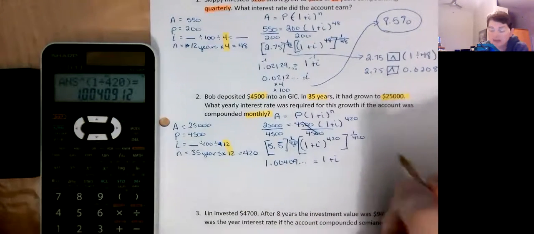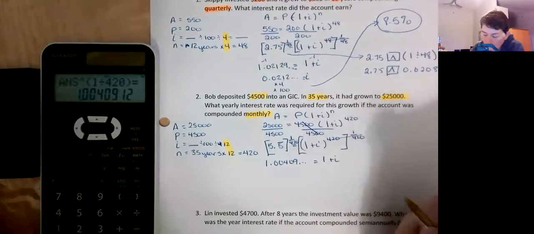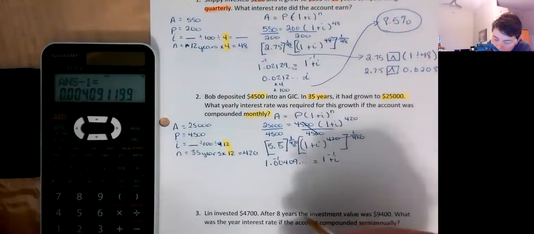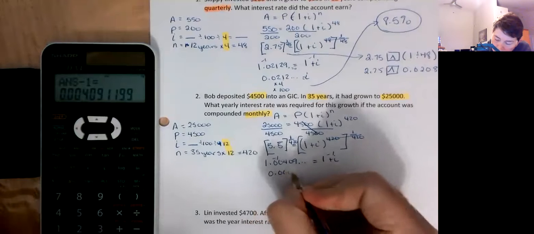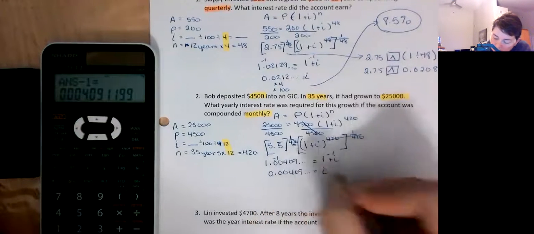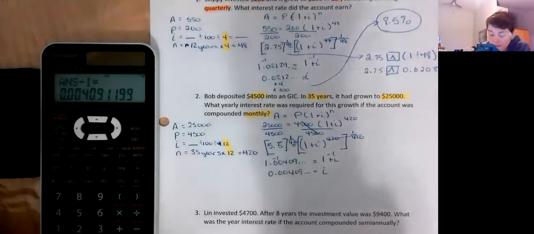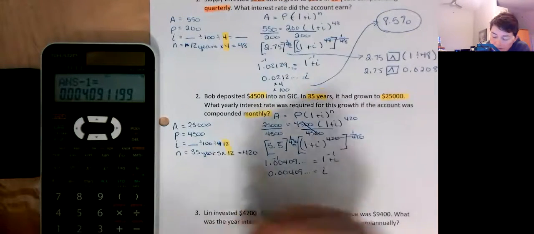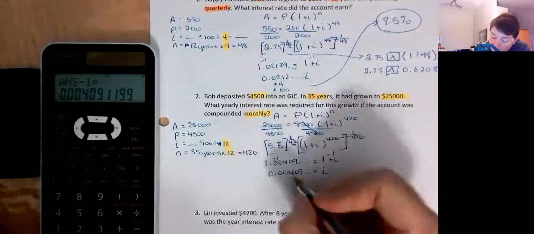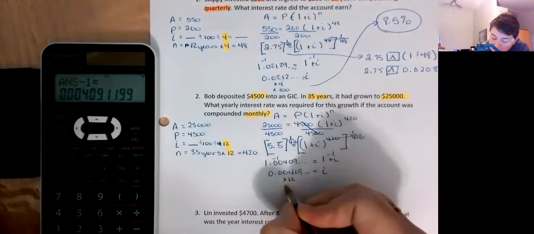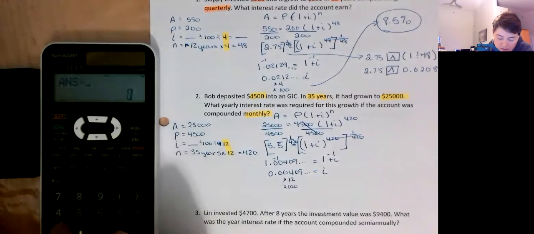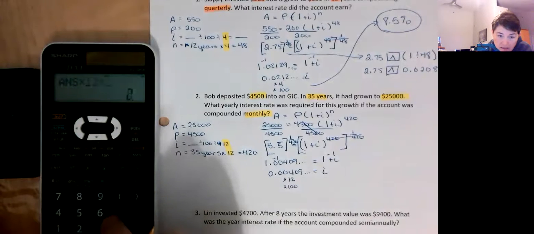And that makes that stuff cancel out. Subtract 1, subtract 1, subtract 1. 0.00409 and some more is equal to I. But just like before, we need to make the adjustment. That's per time period as a decimal, so we multiply by 12 to get per year, and multiply by 100 to convert it back to a percent.